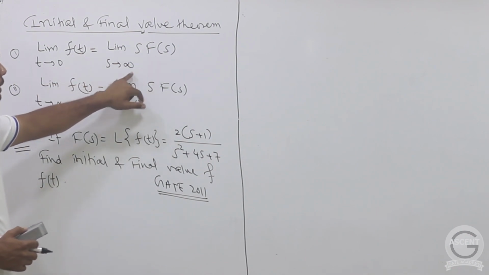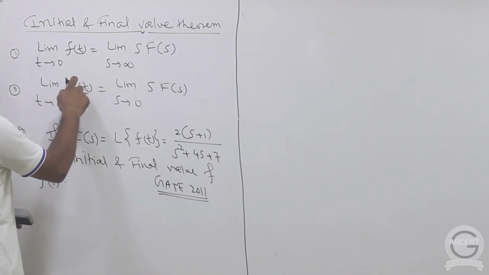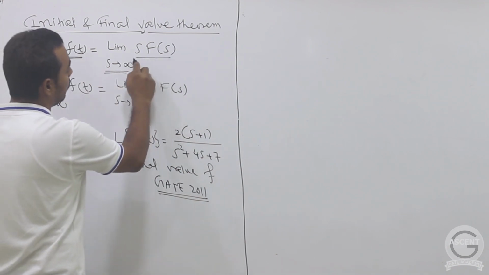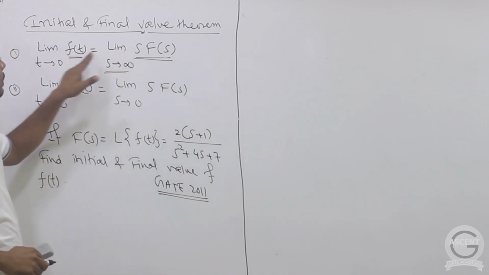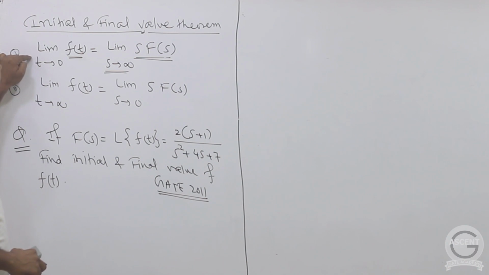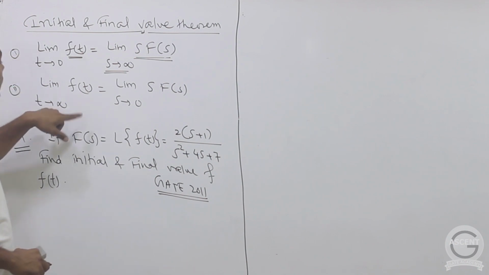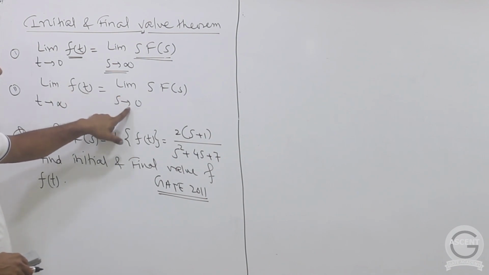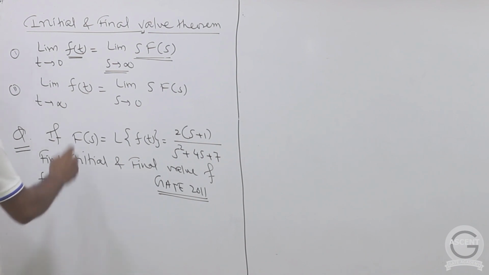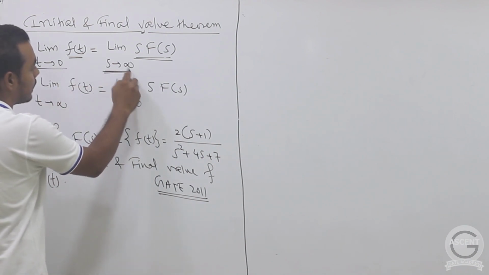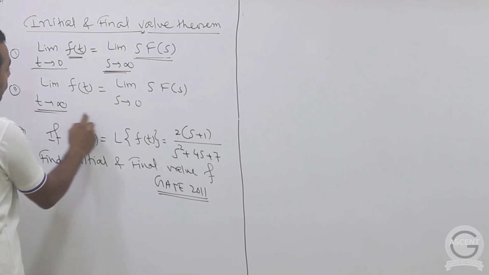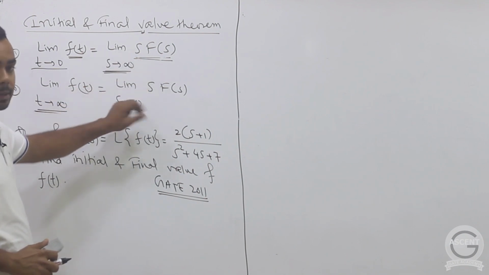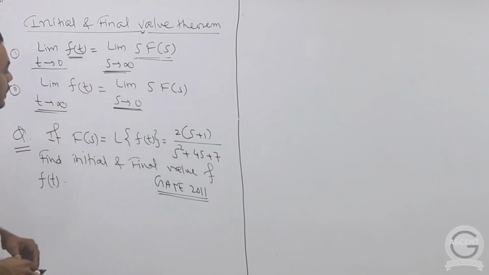If we have to calculate f(t) at 0, then the formula will be limit t tending to 0 f(t) equals limit s tending to infinity s into F(s). This F(s) is nothing but the Laplace transform of f(t). So this theorem is called initial value theorem, and the final value theorem is limit t tending to infinity f(t) is limit s tending to 0 s F(s). Remember that if t is approaching 0, then you have to write s approaching infinity, and if t is approaching infinity, then you have to write s approaching 0, and this F(s) is always multiplied by s. Now with the help of one problem, we'll see how to apply this formula.